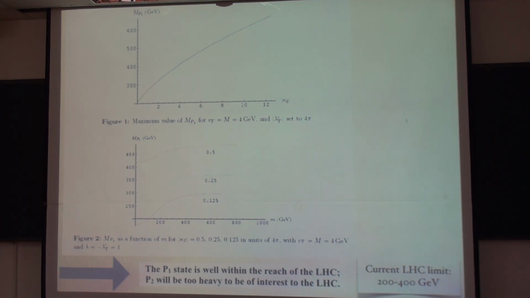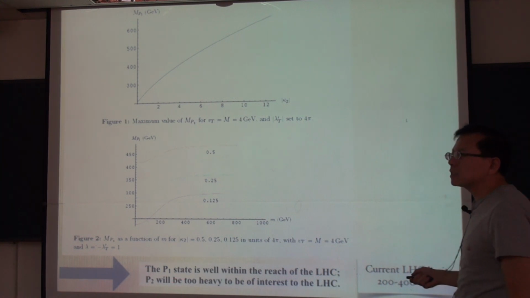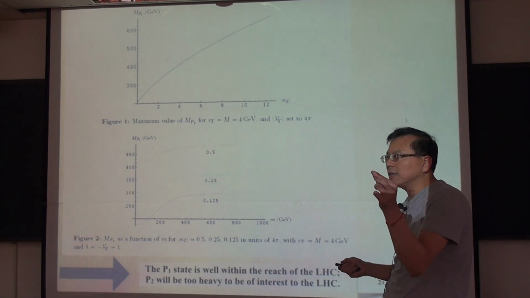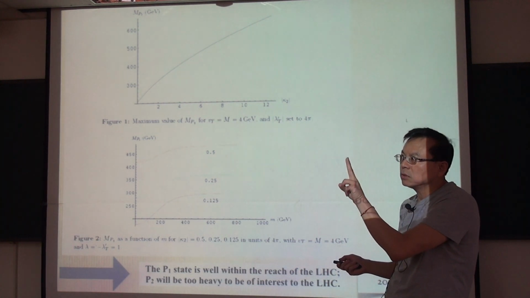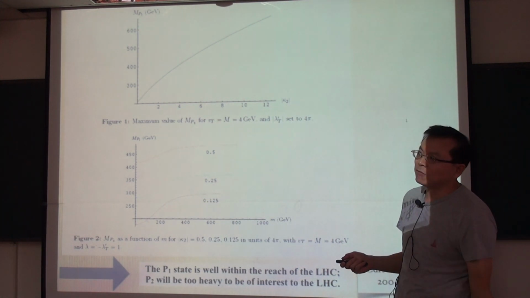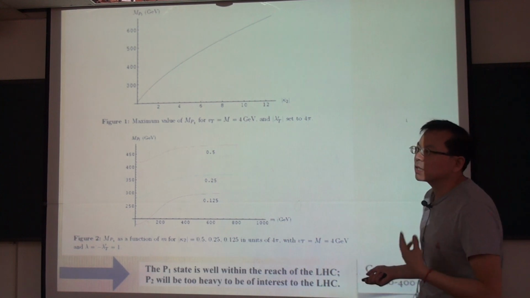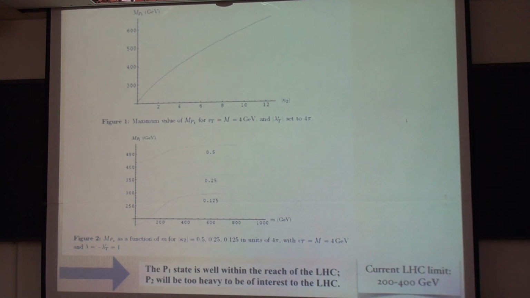So what is P1? P1 is the light doublet charge scalar. There are two doublet charge particles, one light and one heavy. So we only concentrate on the light one. The heavy one is too heavy to have any effect.